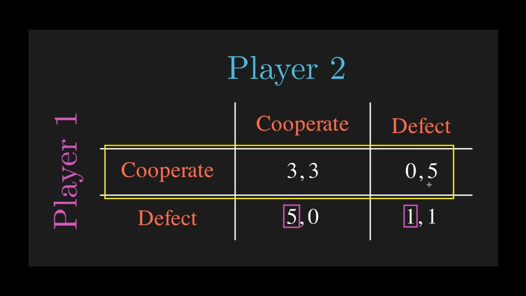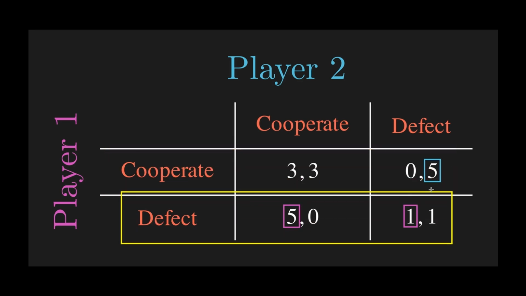Remember, the entries in the matrix represent the payoff of player 1 and the payoff of player 2. So player 2 is given a choice between cooperating and defecting. And because 5 is greater than 3, then we would choose to defect. So we'll put a blue box around their payoff that corresponds with their best response in this state of the world.